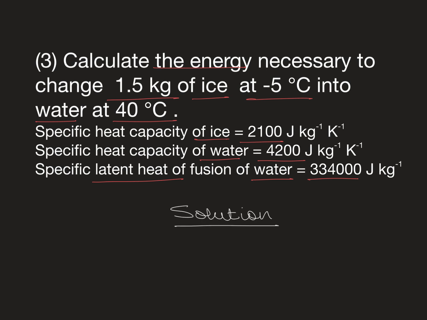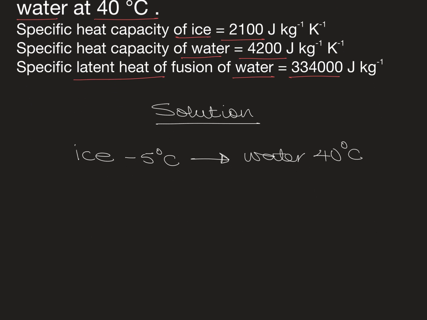The problem we are dealing with here is we have ice at minus 5 degrees Celsius that is to be converted to water at 40 degrees Celsius. So we want to know the quantity of heat, or simply the energy, that is required to do that conversion. To solve this problem, the question that we have to ask ourselves is, what are the stages of transition that ice at minus 5 degrees Celsius will take to reach water at 40 degrees Celsius?